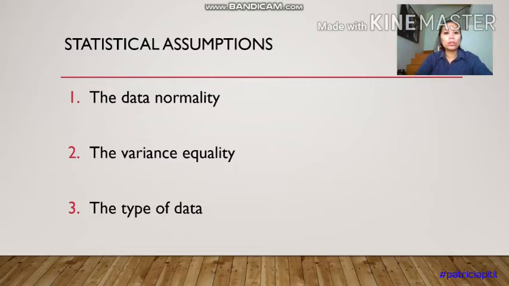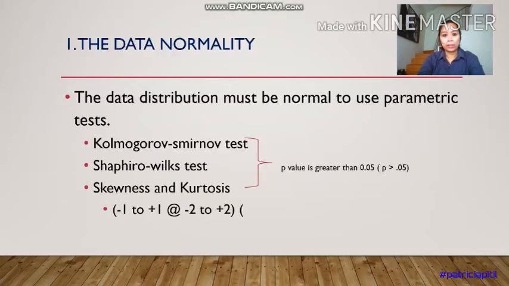These are the three statistical assumptions. The most important is to meet the normal distribution. That is the first one. The second one is the variance equality. And the type of data must be interval or ratio to ensure that you are using a parametric test. So, three statistical assumptions: data must be normal, variance must be equal, and what type of data you will be gathering in the data collection.